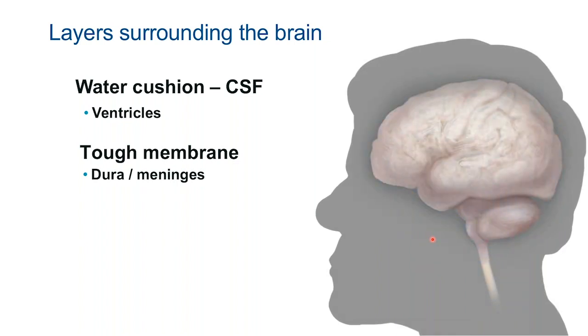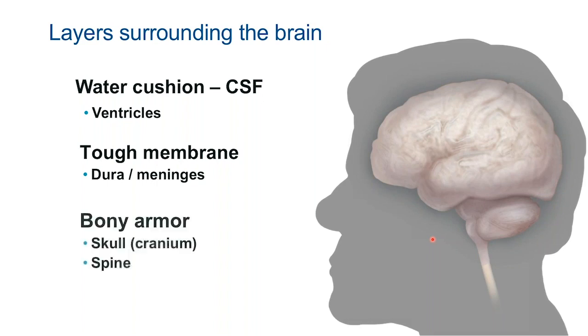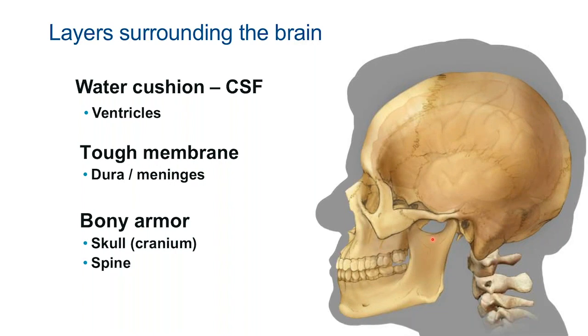Okay, the next layer is a very tough fibrous layer called the dura mater. This is a tough watertight membrane, and it seals up the CSF so you don't get CSF leaks. And the dura is actually one of several protective coverings of the brain that are collectively called the meninges. I want you to remember that word for later on when we talk about brain tumors. And of course, all of this is enclosed by the bony skull and the spine.